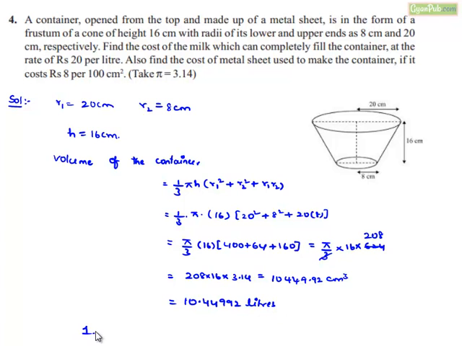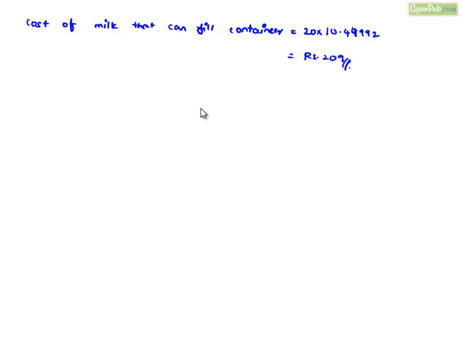He says that 1 liter of milk costs rupees 20. Therefore, cost of milk that can fill the whole container is equal to rupees 20 into 10.44992, which is approximately equal to rupees 209. That is the cost of milk for filling the container.